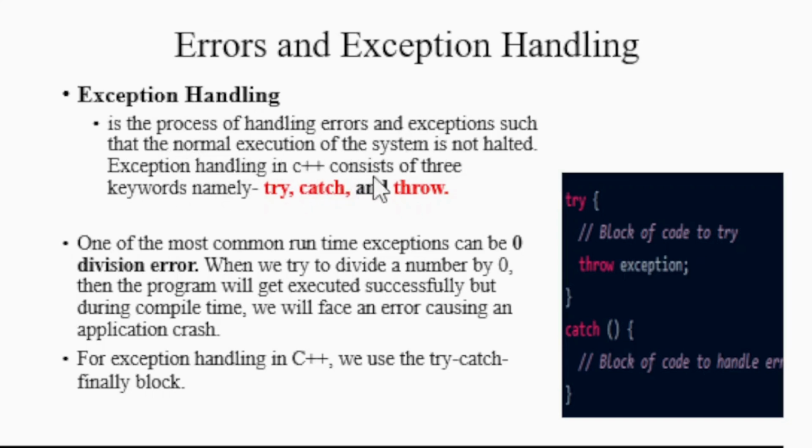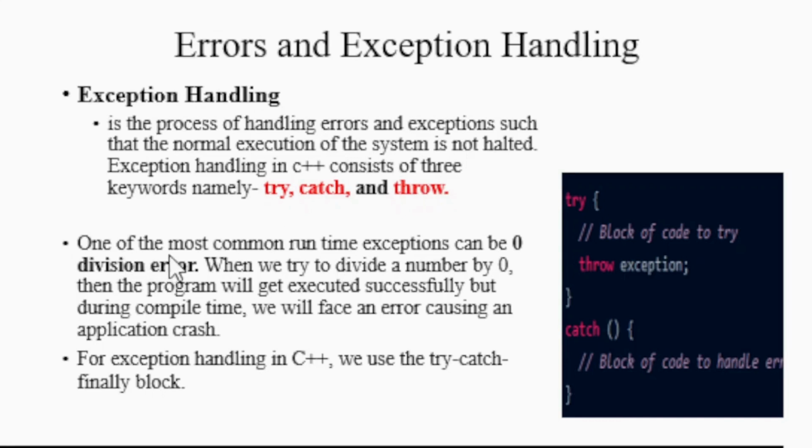Exception handling in C++ consists of three keywords, namely try, catch, and throw. So we have the try block, the catch block, and a throw statement. A throw statement is always used inside the try block, as we have seen in the last couple of lectures.